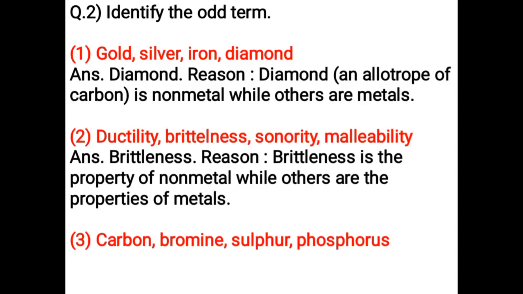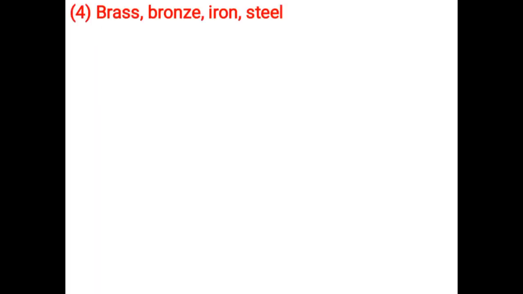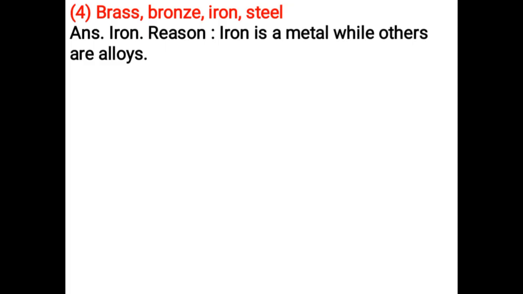Carbon, bromine, sulfur, phosphorus. Bromine. Reason: Bromine is a liquid while others are solids at room temperature. Brass, bronze, iron, steel. Iron. Reason: Iron is a metal while others are alloys.